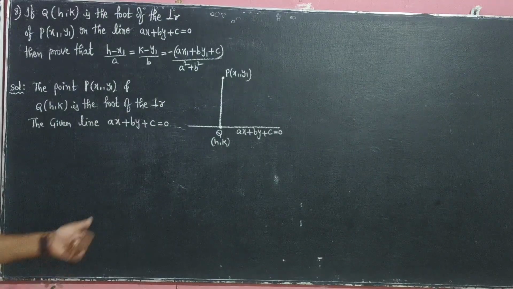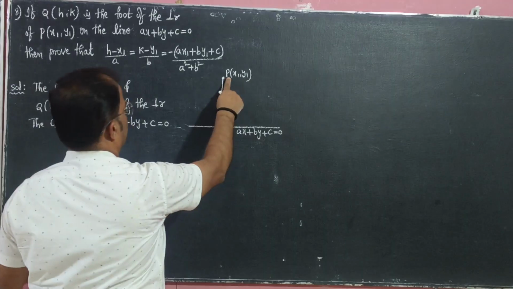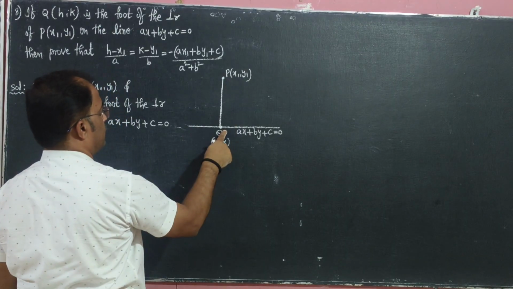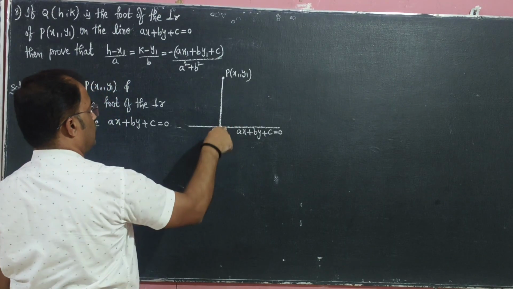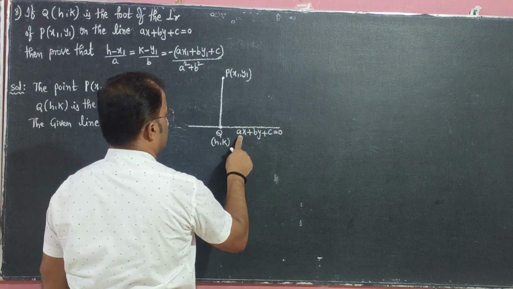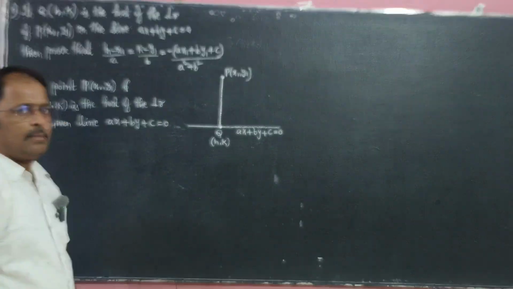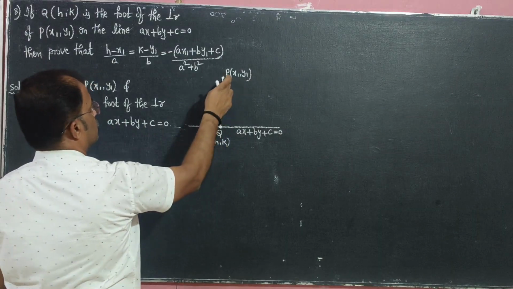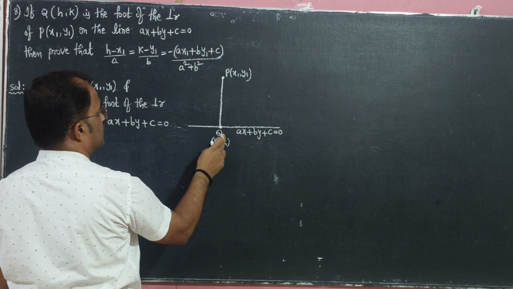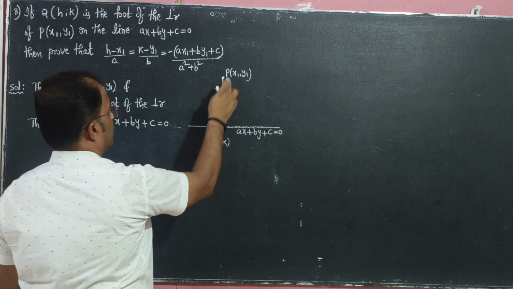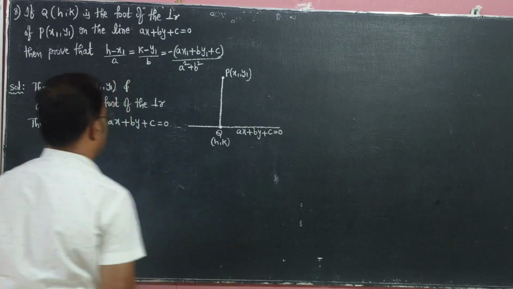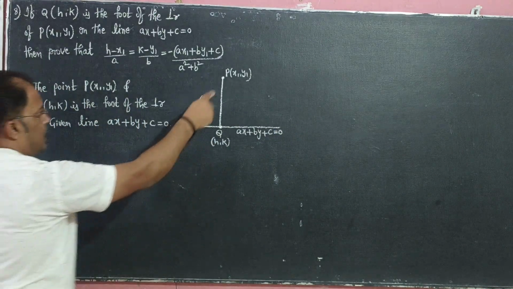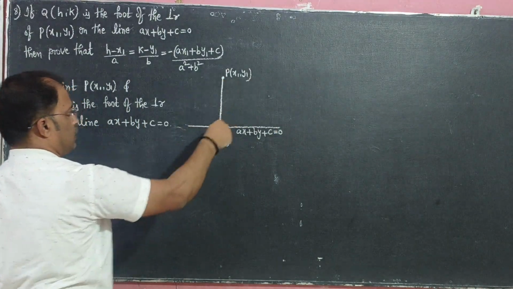Clear? It is the foot of the perpendicular. ये point P है, इसका foot of the perpendicular. So this PQ line is perpendicular to the given line ax plus by plus c equals 0. That's why it is the foot of the perpendicular. So P is the given point, Q is the foot of the perpendicular, and PQ line is perpendicular to the given line equation. So we have to find out the line equation PQ.